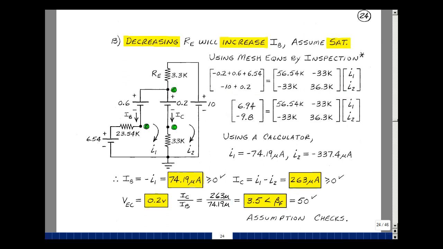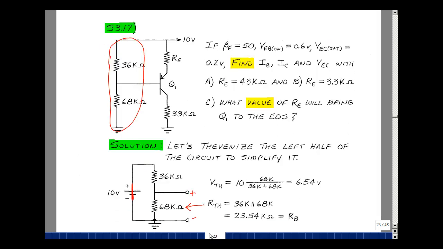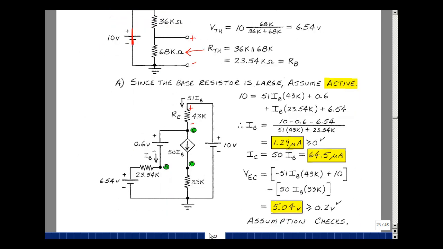Part B, we're going to decrease the value of R sub E from 43K to 3.3K. Let's go back to the previous page. Take a look at this equation right here for I sub B. So make this resistor smaller. We're going to make the denominator smaller. That's going to make I sub B bigger. That might put us into the saturation region.